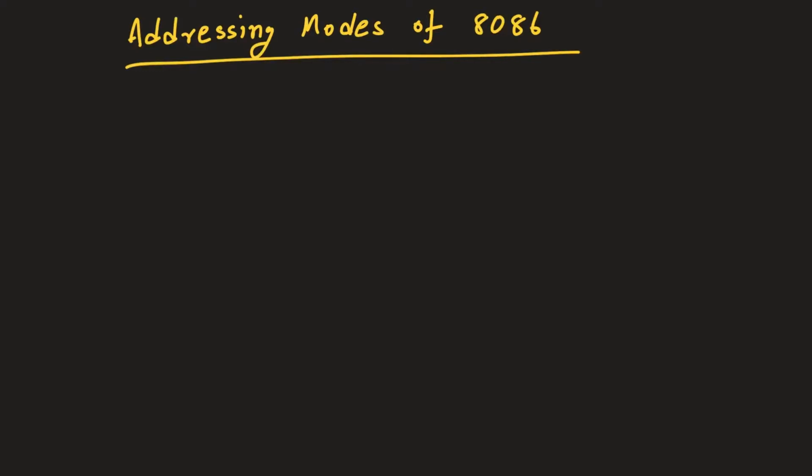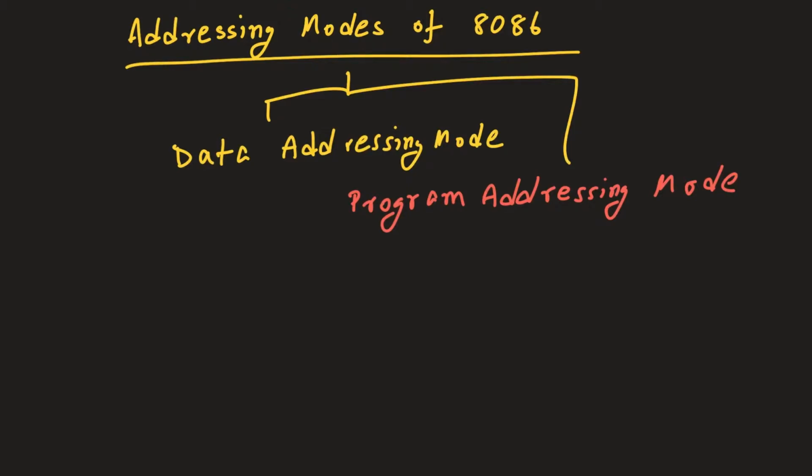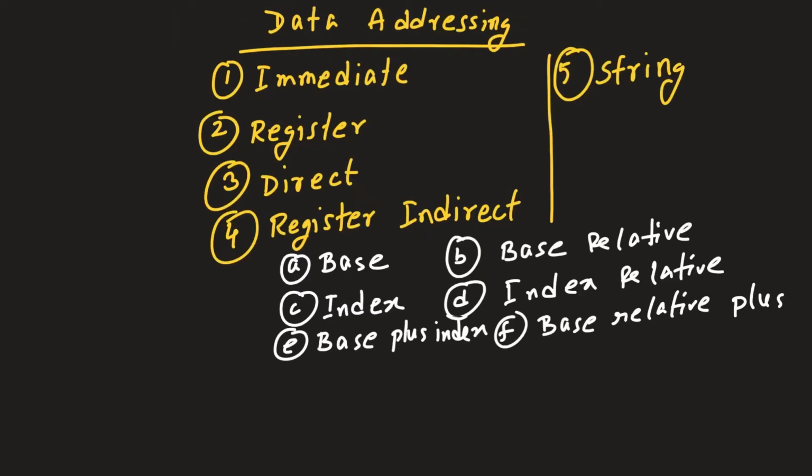In this video, we are going to discuss the addressing modes of 8086. The addressing modes of 8086 can be broadly divided into two categories. One is data addressing mode and the other one is program addressing mode. Now let's discuss them one by one. First, we are going to discuss data addressing modes.